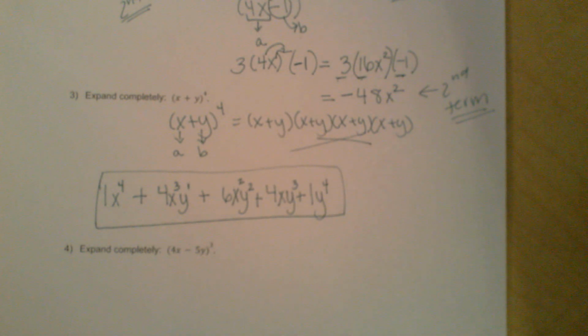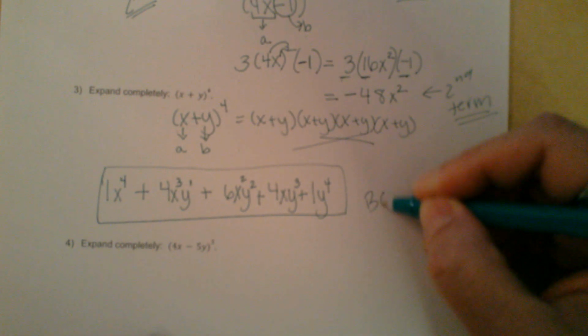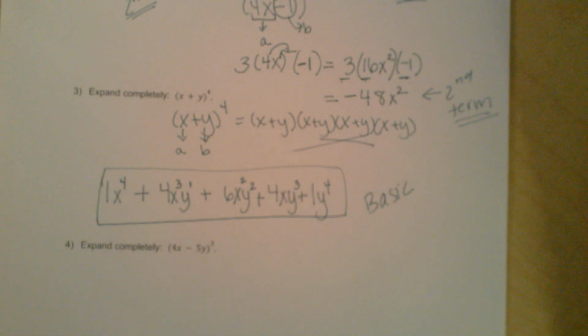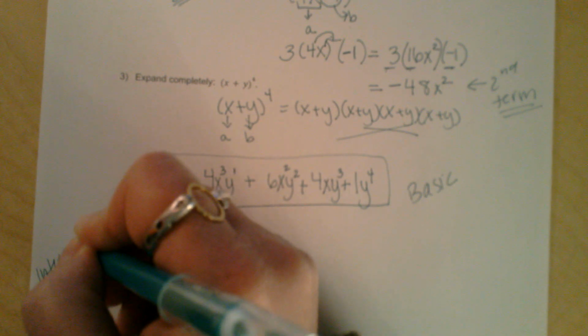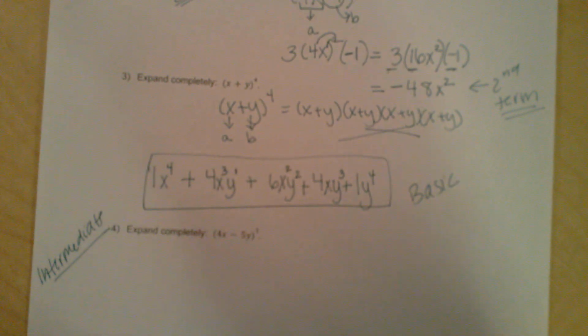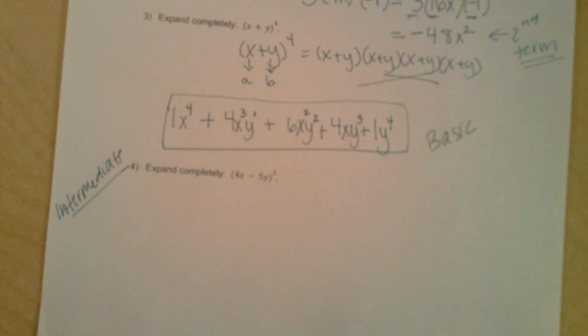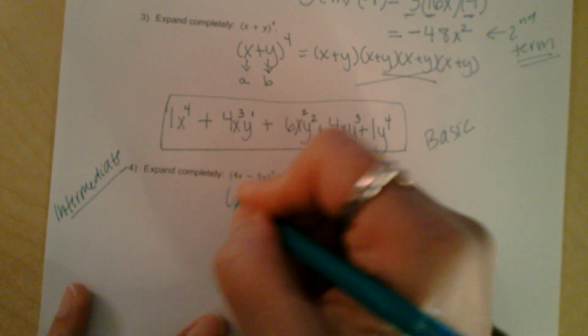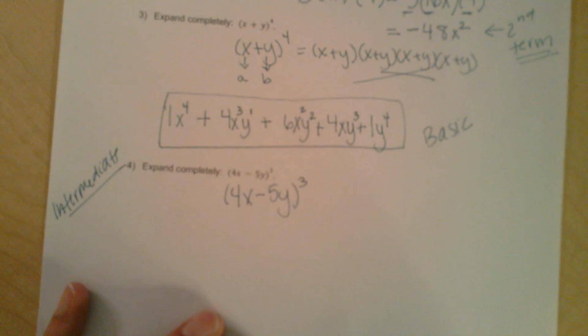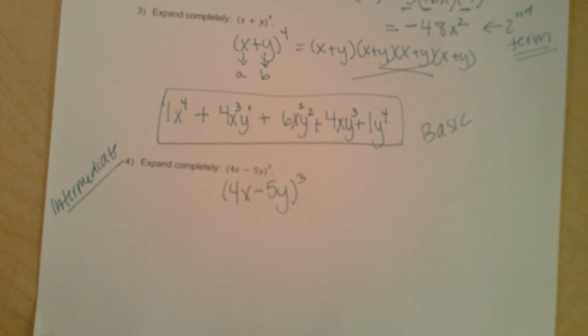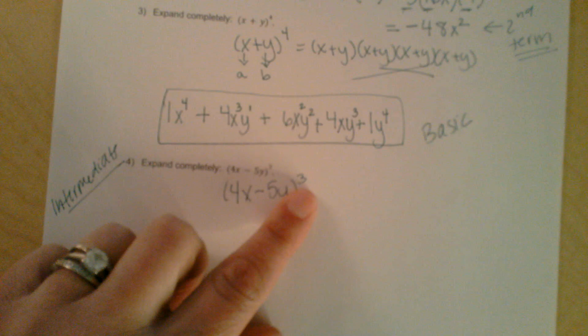That's great. This would probably be labeled as one of your basic examples. What does an intermediate look like? And that's our last one for today, the intermediate example. All right, here we have our intermediate example. I'm going to write it out. 4x minus 5y to the third. Okay, that's much better for my blurry camera today. I apologize. Okay, so we have to the third power.